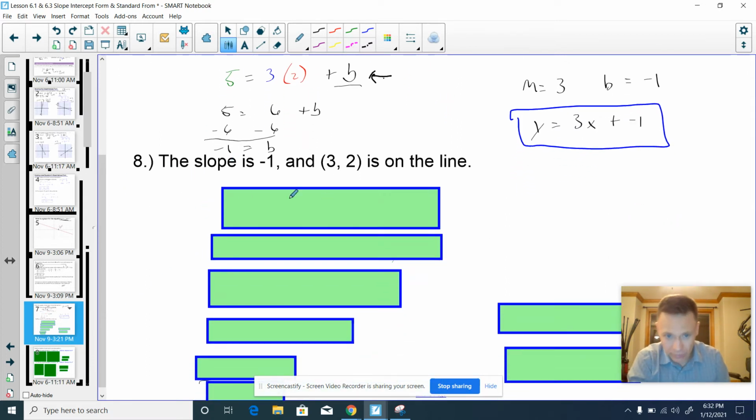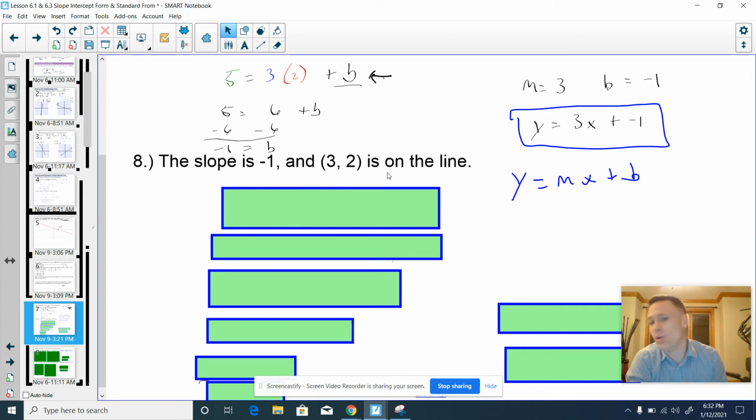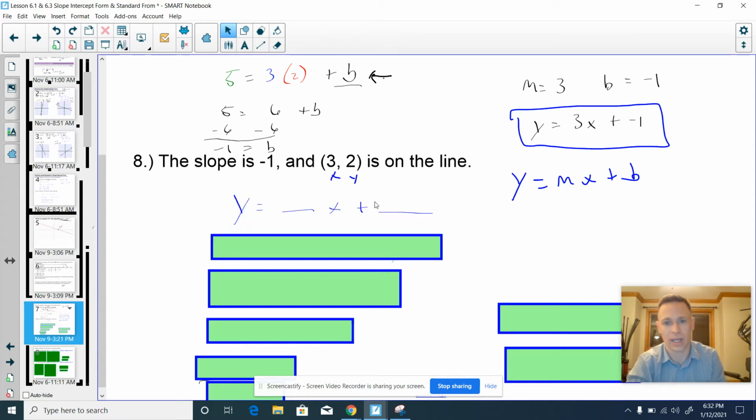So again, same type of problem, right? What are we given? We're told again to write the equation in slope-intercept form. I'm going to write that again. Y equals mx plus b. Okay. Slope is -1. I don't know a y-intercept. I know a point that's on the line, though. Okay? So this is x, this is y. So again, I start with y is equal to blank x plus blank. I've got to fill in the blanks.